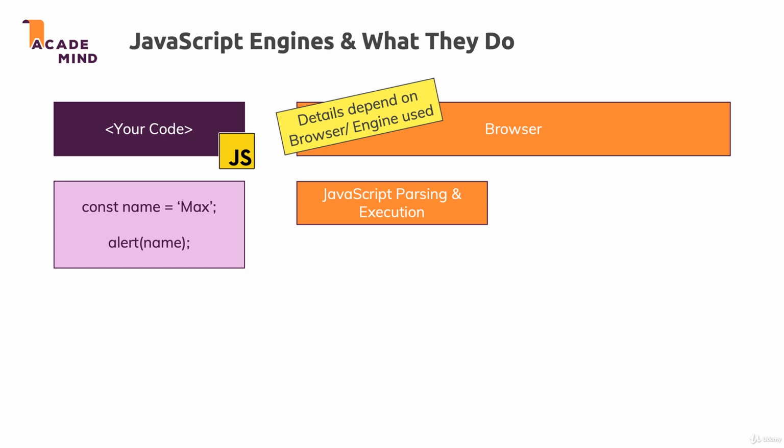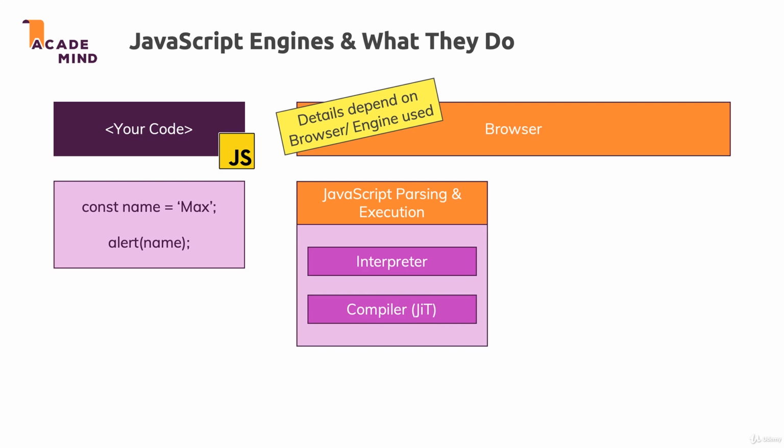And for that part, browsers have a JavaScript engine. Every major browser has a JavaScript engine. The engine of Google's browser, Chrome, for example, is named V8. For Firefox, it's called SpiderMonkey. And these engines do that parsing and execution, and they typically consist of two parts: an interpreter and a compiler. And the compiler typically is a just-in-time compiler, and I'll come back to what that means in a second. Now, again, the exact details depend on the browser you're using, but that's generally how that works.